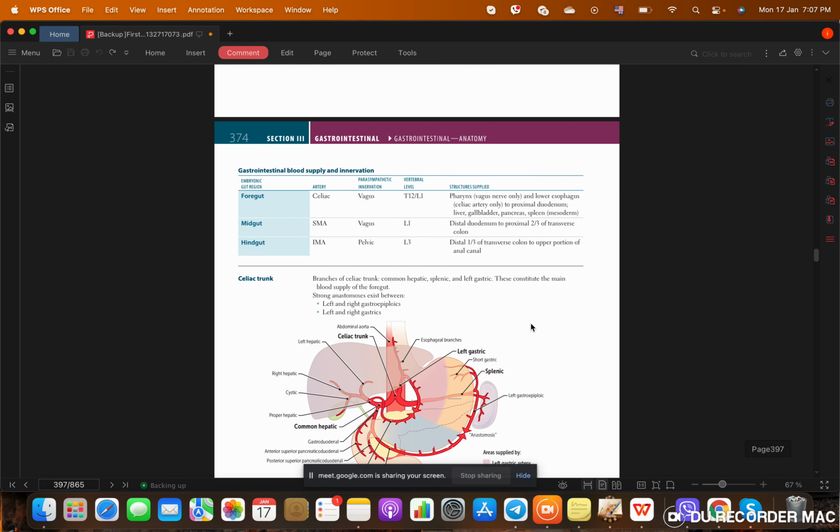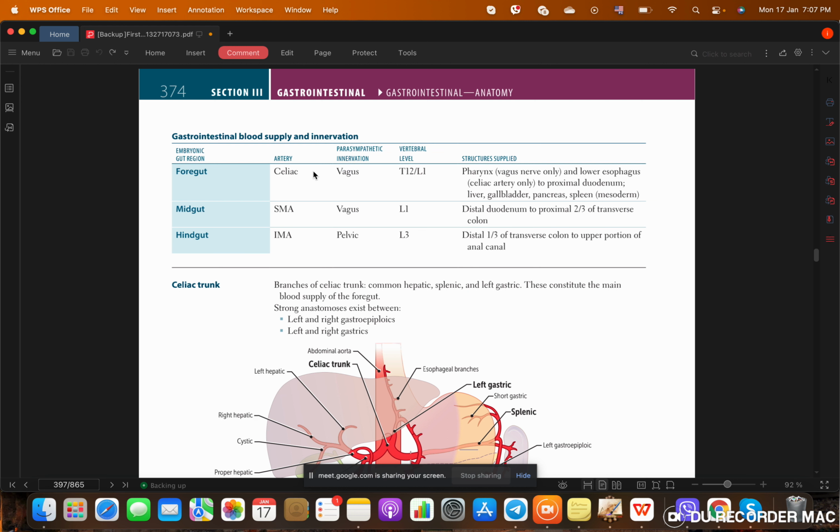Okay, good. So one more concept before the break. Let's speak about the gastrointestinal blood supply and innervation. So we have foregut, midgut, and hindgut, all of them coming from the endoderm, yes? So if we speak about the foregut, it starts from where, guys? Can somebody tell me where the foregut starts?